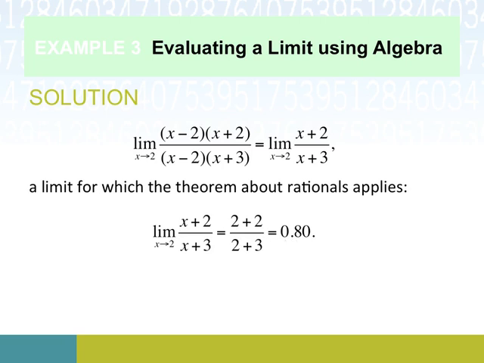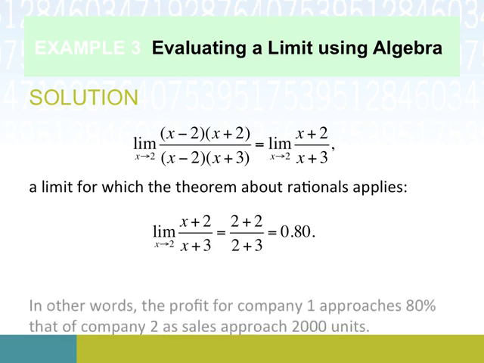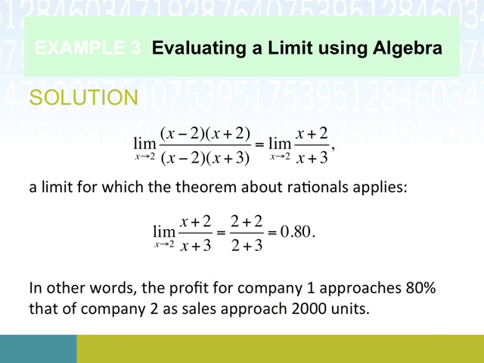That's a good mathematical conclusion, but to be perfectly polite, we should return to words before we're done. In other words, since we took profit for company 1 on top and divided by profit for company 2 on bottom, we would say that as we approach this break-even point, the 2,000 unit mark, then profit for company 1 is about 80%. It's approaching 80% of the profit for company 2. That's actually a sort of interesting conclusion, given the fact that we had 0 over 0. So when somebody asks you, what is 0 over 0? You can say, well, depends, but in this case, it's 0.8 somehow.